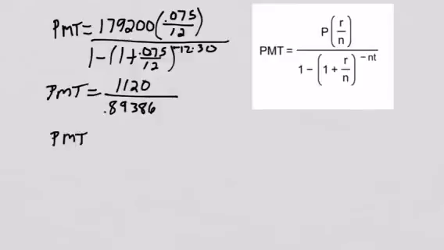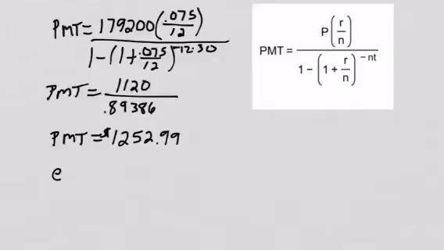I rounded a little bit on the bottom there, so depending on how you round, you may get a slightly different answer. But now if I divide these two numbers out, I get a monthly payment of $1,252.99. Alright, so that is part D, finding the monthly payment amount.